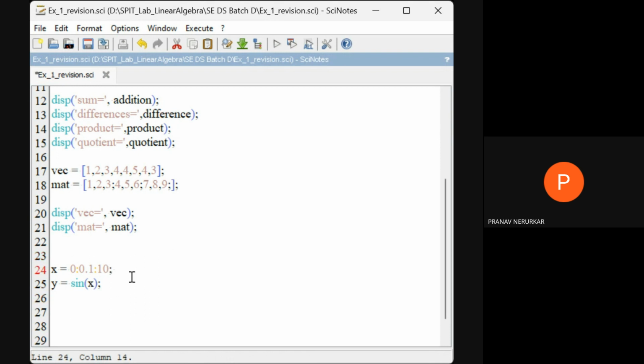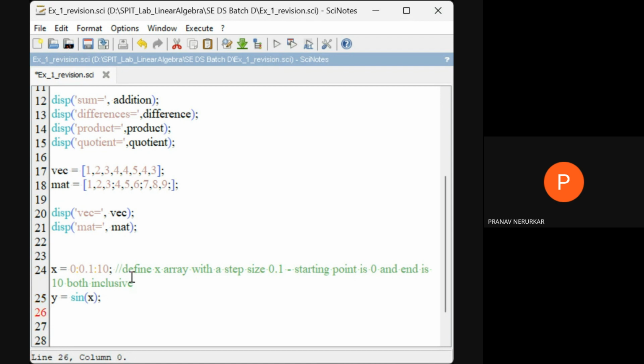And from this array, which goes from 0 to 10 with a step size of 0.1, the starting point is 0 and end is 10, both inclusive, which gives us 100 values.